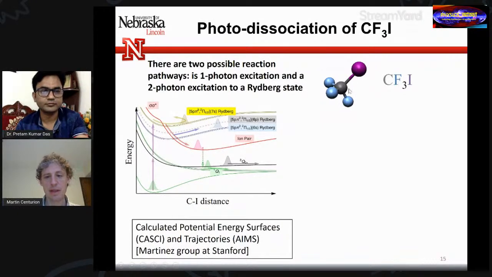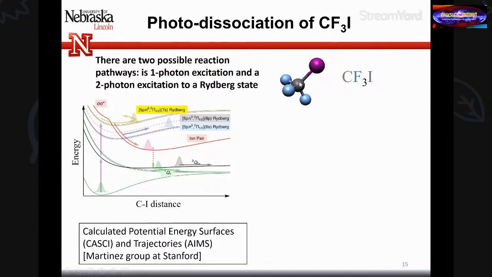This looks still like a simple molecule. It's CF3I, so one carbon atom, three fluorine atoms, and one iodine atom. What we look at here is we excite this molecule with UV light at the wavelength of 267 nanometers, and we trigger the bond breaking between the carbon and the iodine atoms. So we want to see what happens to the structure when this bond breaks.